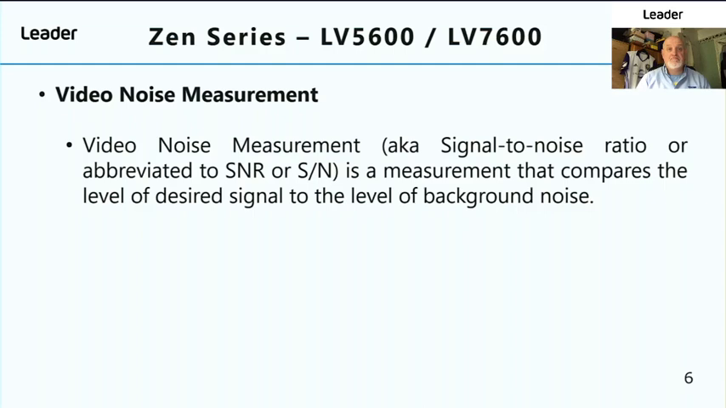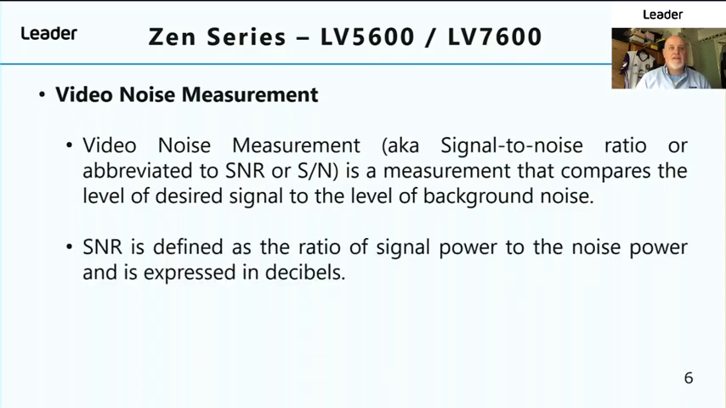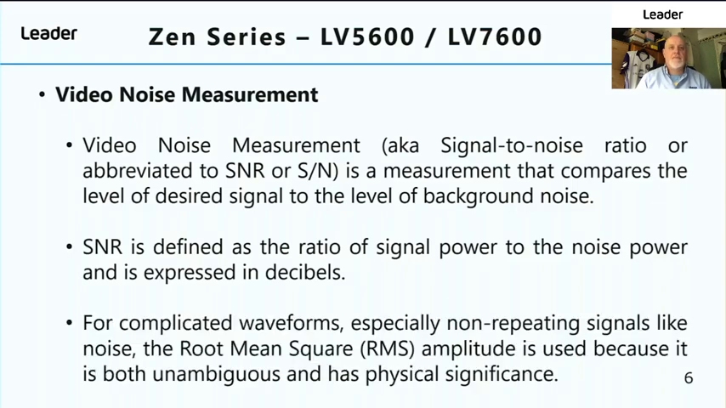The video noise measurement, also known as signal to noise ratio, abbreviated to SNR or S/N, is a measurement that compares the level of desired signal to the level of background noise. Signal to noise ratio is defined as the ratio of signal power to the noise power and is expressed in decibels. For complicated waveforms, especially non-repeating signals like noise, the root mean squared (RMS) amplitude is used because it's both unambiguous and has physical significance.